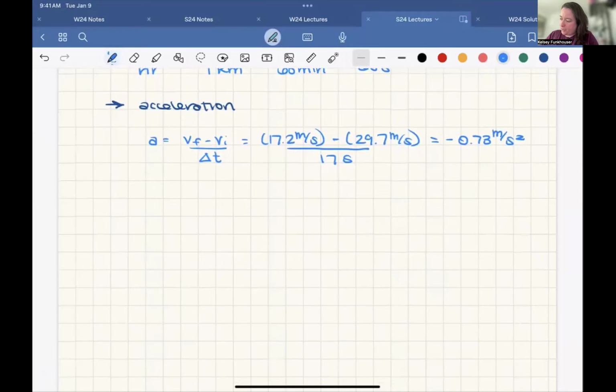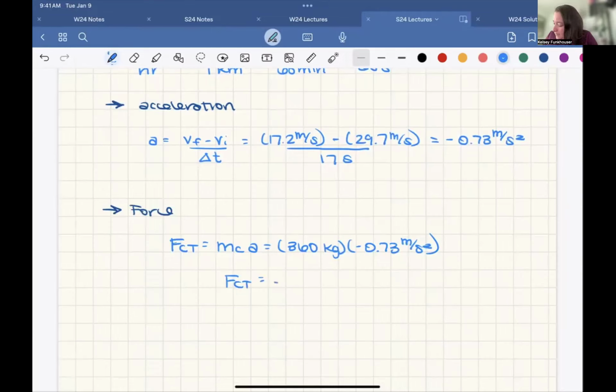we can find the force. Let's see, force. So we know that the force on the crate from the truck is equal to the mass of the crate times the acceleration. The mass is 360 kilograms, right? Yes. 360 kilograms times the acceleration of negative 0.73 meters per second squared. And this gives us a force of negative 264 newtons.